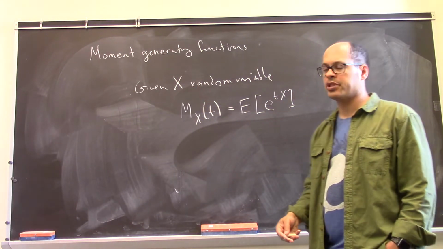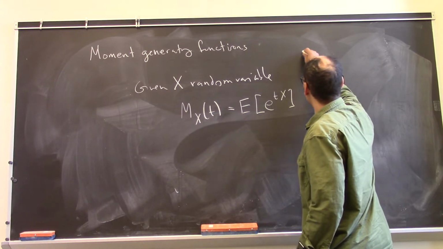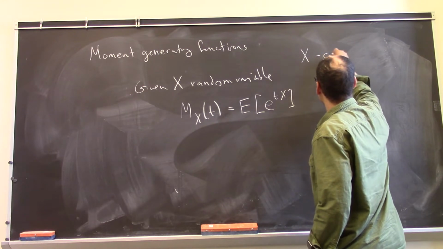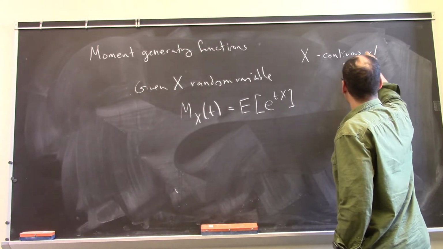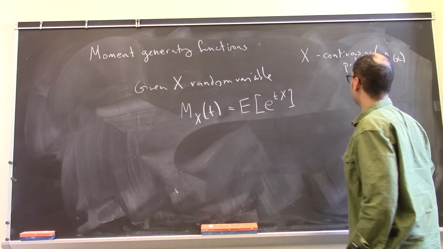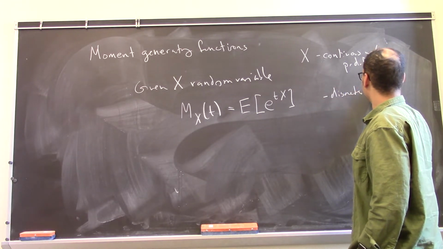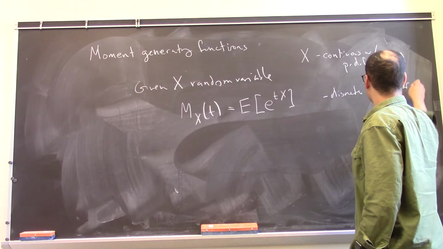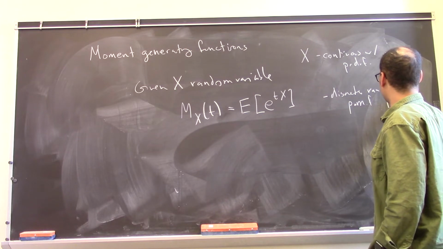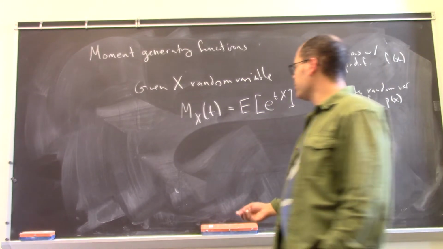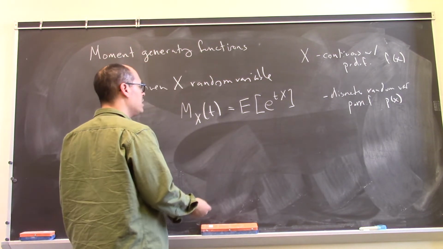Of course, the random variables that we're going to consider come in two basic flavors. Flavor number one is that X might be a continuous random variable with probability density function some f of x, or it might be a discrete random variable with probability mass function some p of x. So, of course, in these two different cases, we have different explicit ways of writing down what the expected value is.